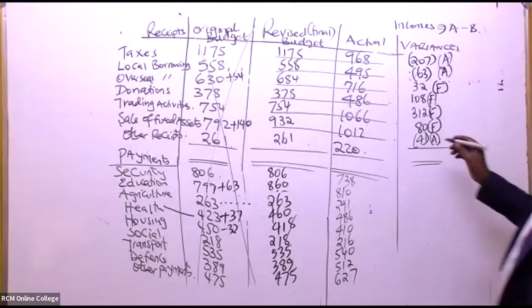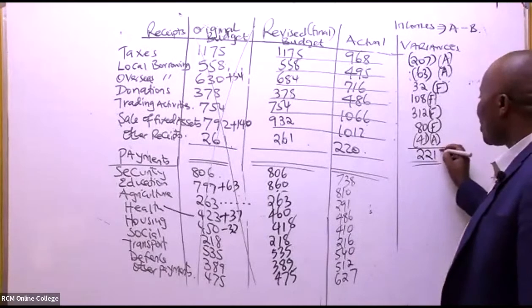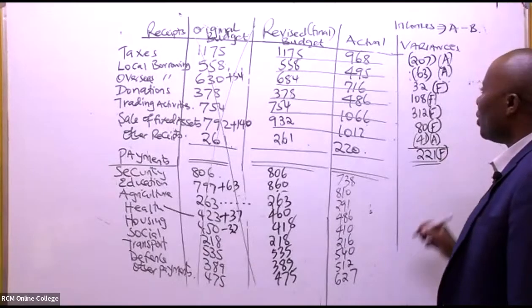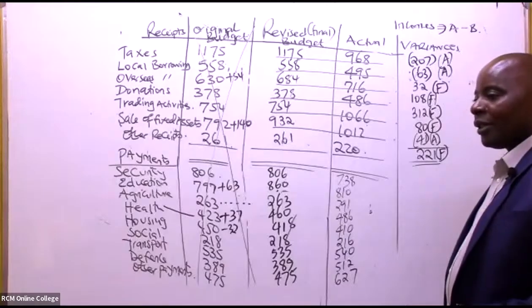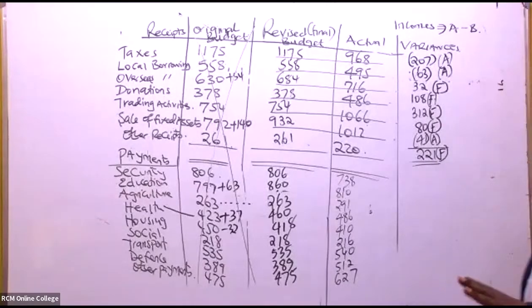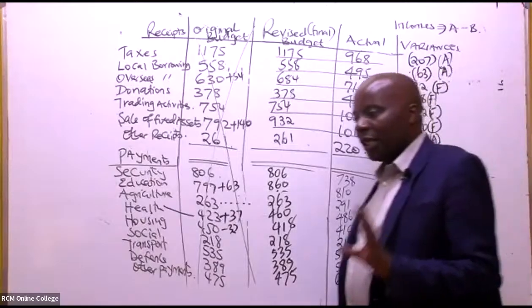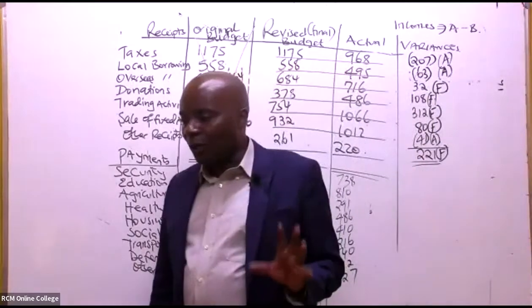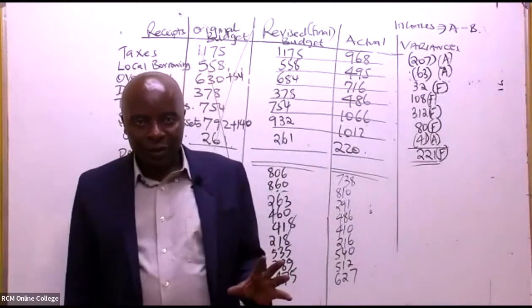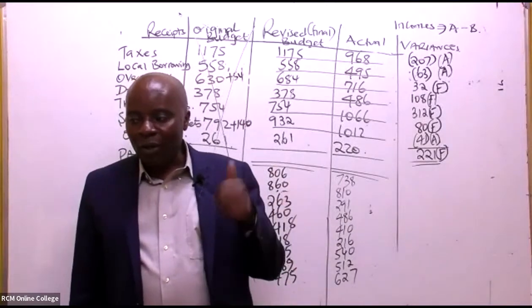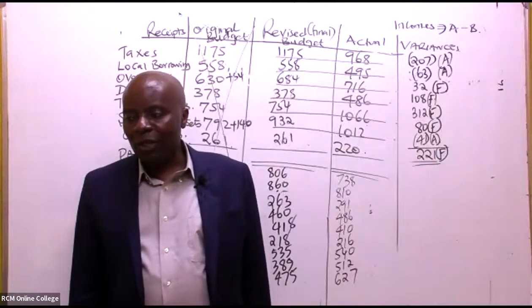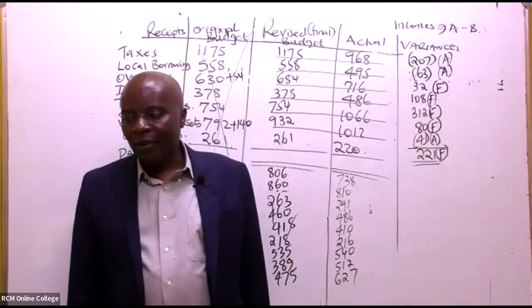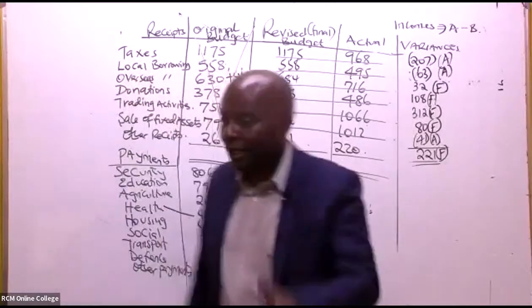Yeah, so somebody is getting 221, and if it's positive, it means that the overall income variance is favorable. My friends, up to here, are we okay? Great. Thank you so much.